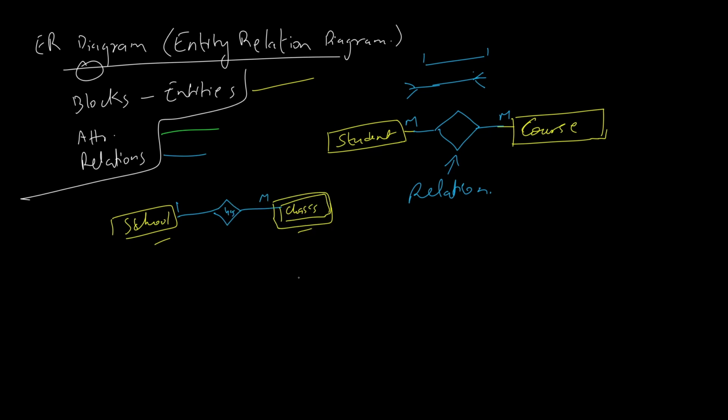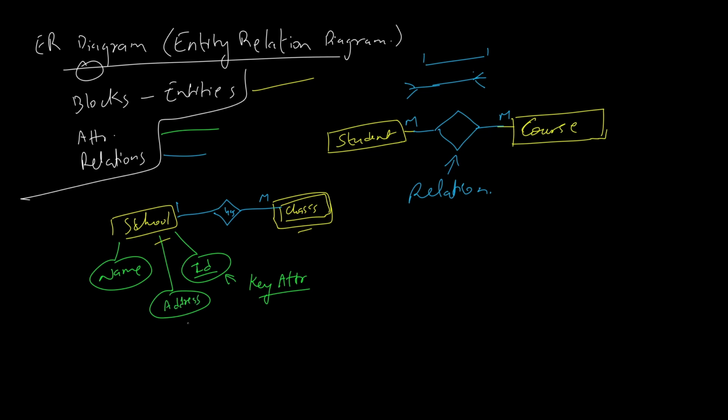Let's go for attributes and see what kind of attributes these things will have. A school will have a name. An attribute is given by this oval kind of thing over here, a circular kind of thing. School will have an ID. This underline you can see is saying that this is a key attribute, like a primary key or a foreign key. A school will have name and ID, which is the key attribute. It might have other things like address.